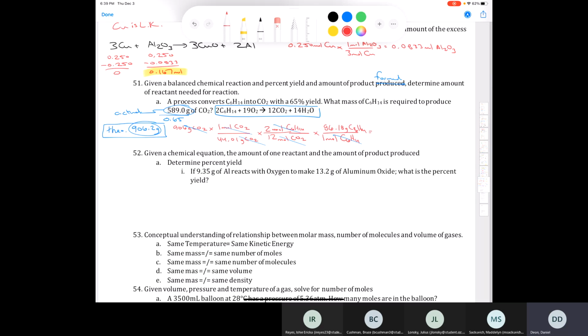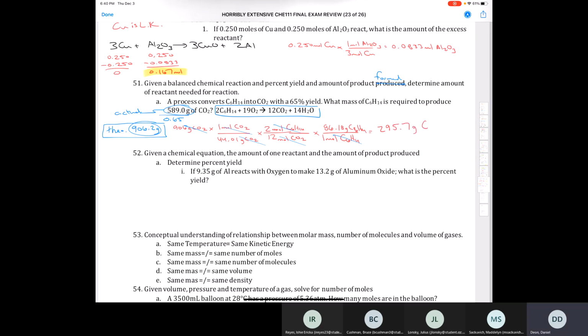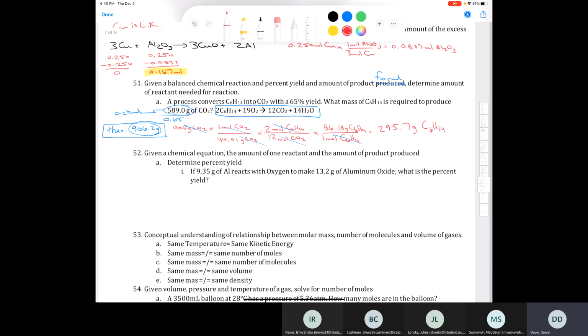So if I type that in, 906 divided by 44.01 divided by 6 times 86.18, and I end up with, I can have 4 sig figs here, 295.7 grams of C6H14. So that's how much hexane, or C6H14, you'd have to start with in order to get 589 grams of carbon dioxide.